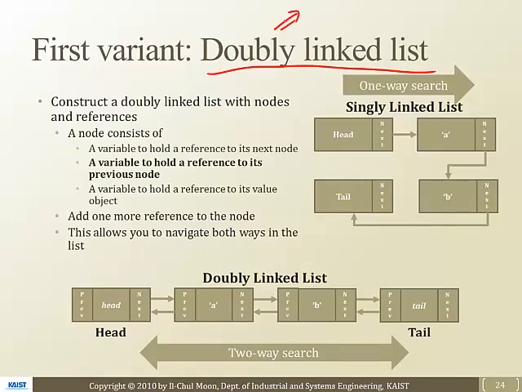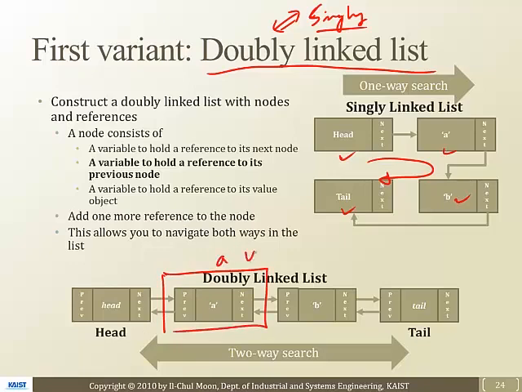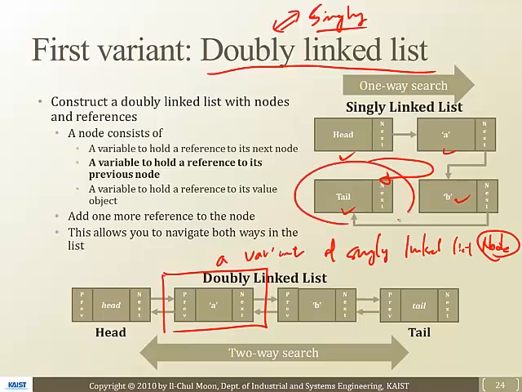It is opposite to the singly linked list. And here, the singly linked list looks like this: head, A, B, and tail, right? It's just one-way iteration. And what we have in the doubly linked list is a special node, a variant of the singly linked list node, right? How is it different? This is the singly linked list node, and this is the doubly linked list node.